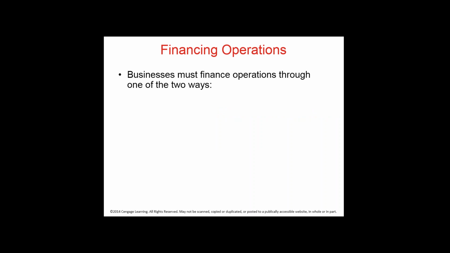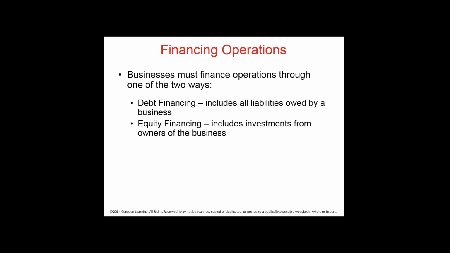There's two ways that a company can finance their operations. They can do that through debt financing, and we're all familiar with that, taking out a loan to buy a car. That's debt financing. We use someone else's money to buy what it is we want. Or equity financing. Equity financing is kind of cool because you don't have to pay it back, whereas with debt financing, you owe that money back to someone.